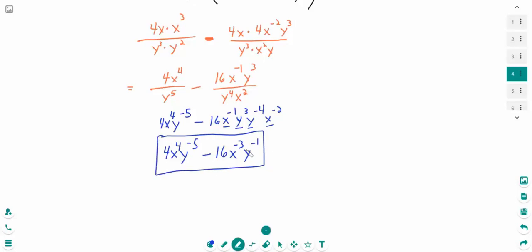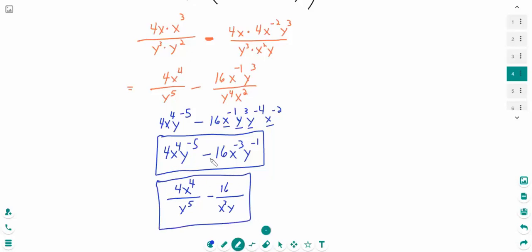Now we could take this one step further and say, maybe I don't want to have negative exponents. Well, we could certainly rewrite this without negative exponents by moving the negative ones down into the denominator. So the y to the negative fifth becomes y to the fifth in the denominator, minus 16. Well, that's just 16 by itself in the numerator, and we end up with x to the third and y in the denominator. That would be another way to write the solution to this problem. Either one is acceptable. All right?